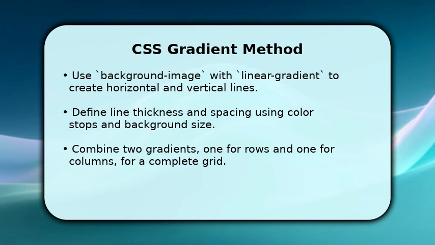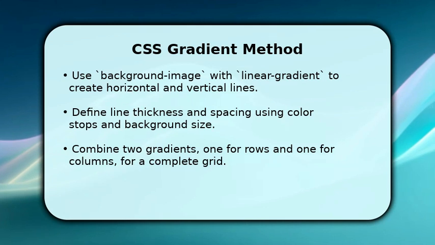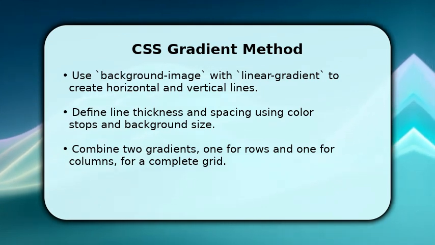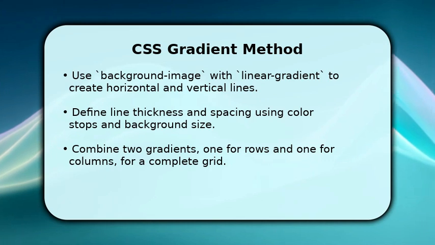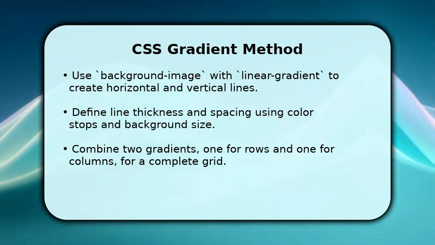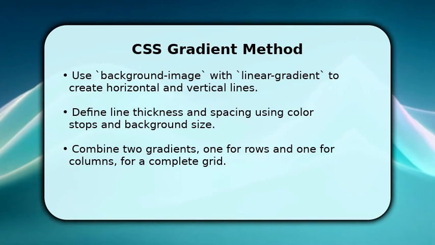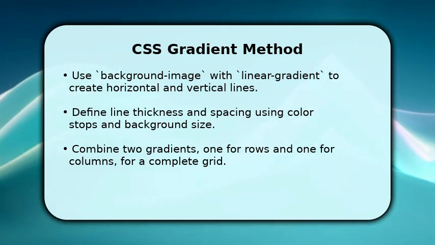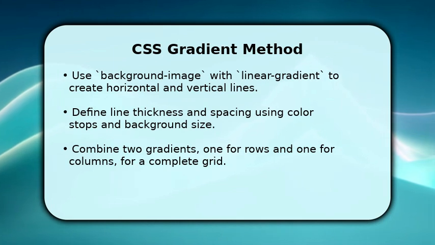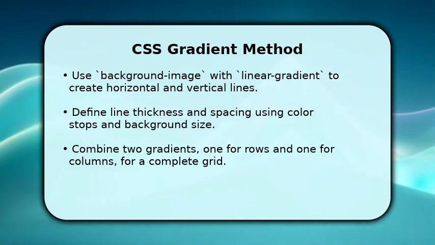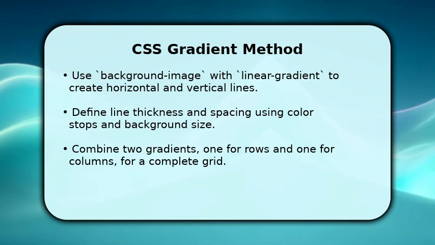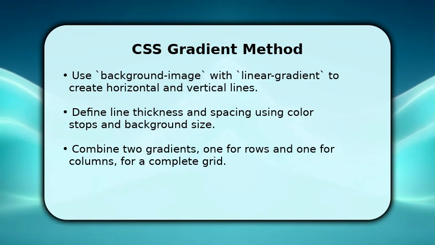One straightforward way to create a grid background is by using CSS linear gradients. You'll define two separate linear gradients, one for your horizontal lines and another for your vertical lines. Set the background size property to control the spacing between your grid lines. For example, you might use a background size of 20 pixels by 20 pixels. This method offers excellent flexibility for adjusting line colors and thicknesses.